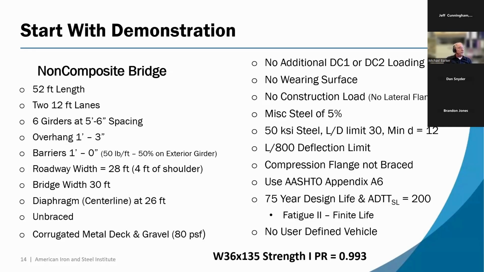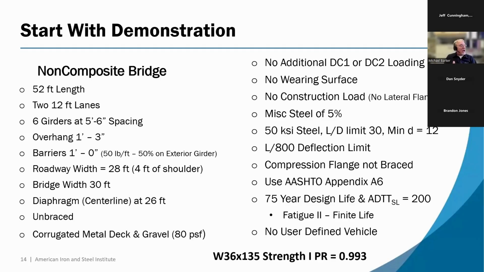Typical rural type bridge. We're only going to put one diaphragm in this thing right at the middle. That's minimizing the number of cross frame type things. This is going to be a corrugated metal deck with a gravel riding surface. And whoever designed and built this assumes that bridge is unbraced. The top compression flange is unbraced. We're going to change that a little bit later to show the power of this program. But right now, we're going to say it's unbraced.